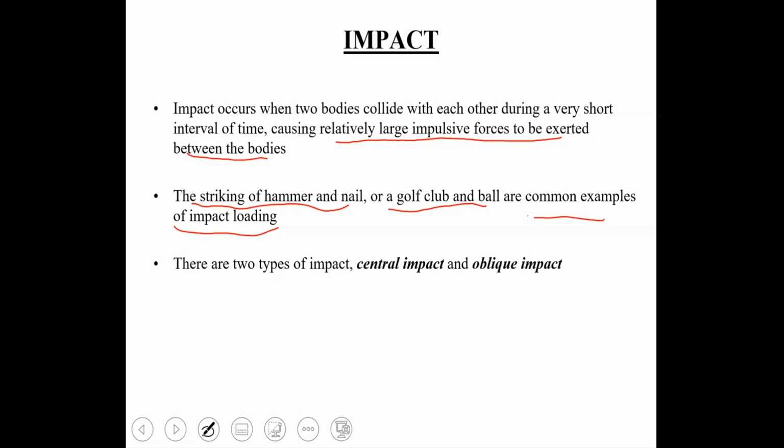Now there are two types of impact. The first one is central impact, which we are going to focus on today.